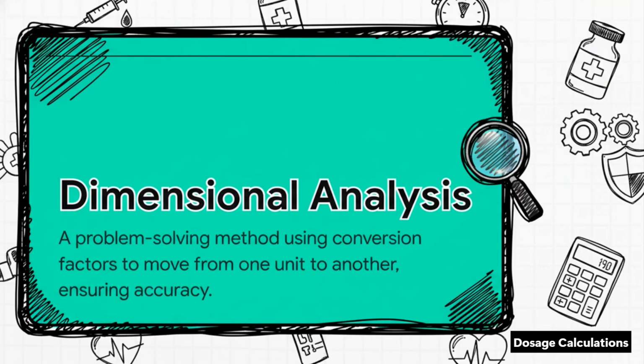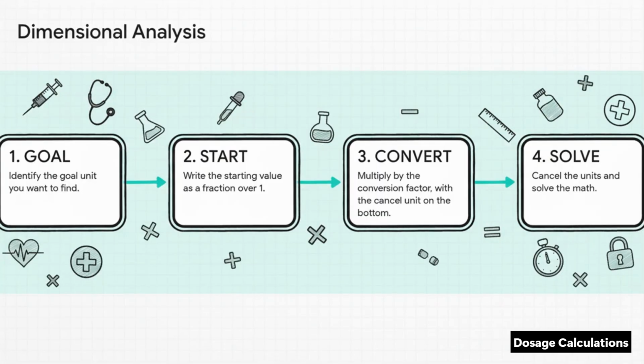The best way to think about this isn't as some complicated formula, but as a logical path. You're basically setting up an equation where the units, like milliliters or pounds, literally cancel each other out, guiding you straight to the right answer. The whole thing is just 4 simple steps. 1. What unit are you trying to end up with? That's your goal. 2. What are you starting with?